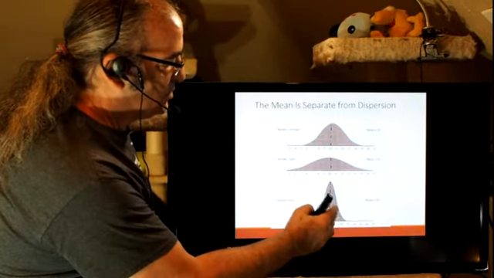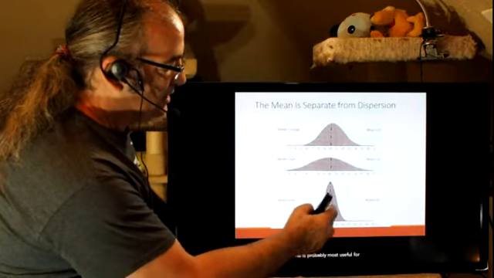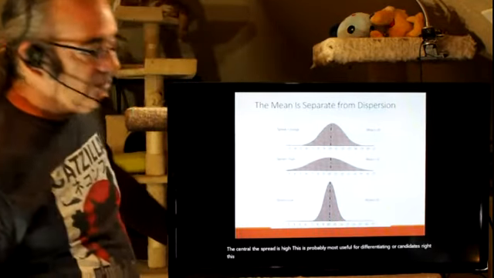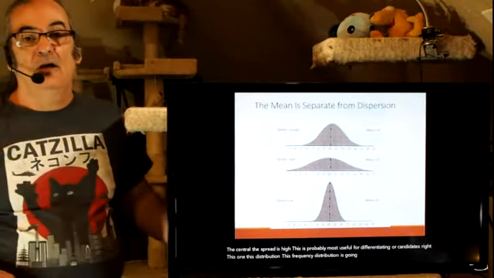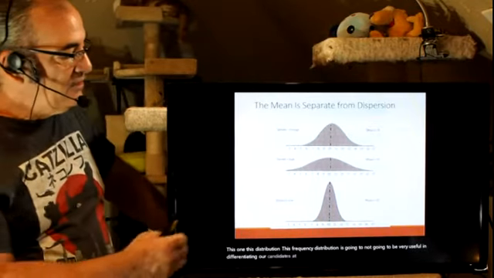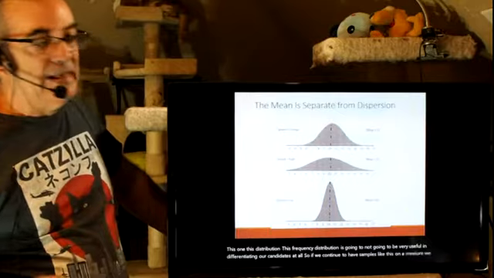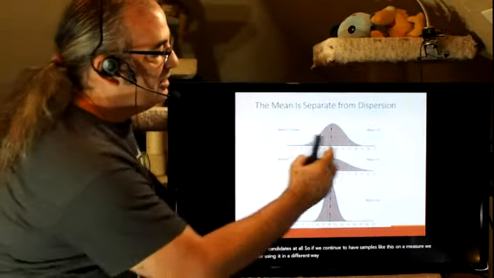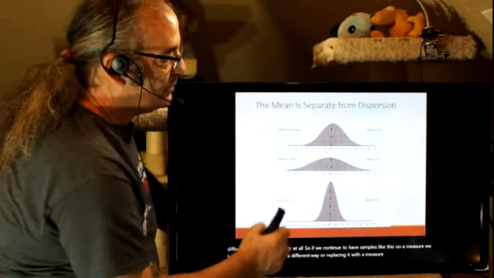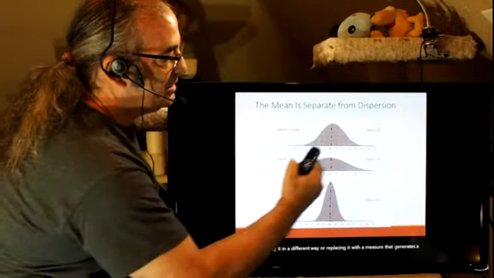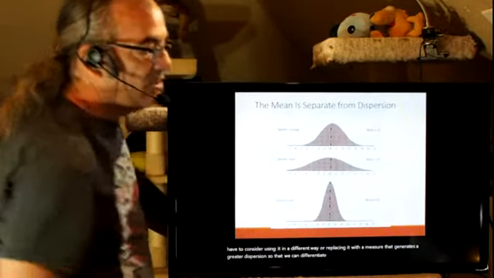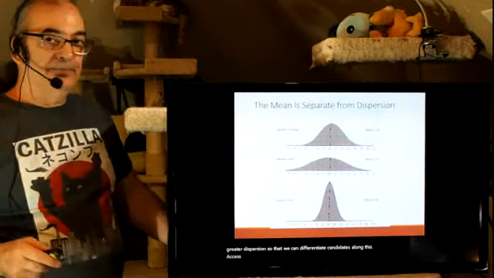This frequency distribution is not going to be very useful in differentiating our candidates at all. If we continue to have samples like this on a measure, we have to consider using it in a different way, or replacing it with a measure that generates a greater dispersion so that we can differentiate candidates along this axis to a greater and greater extent.